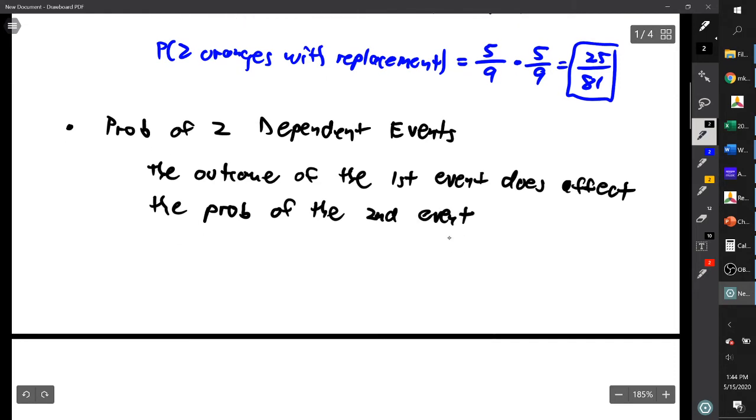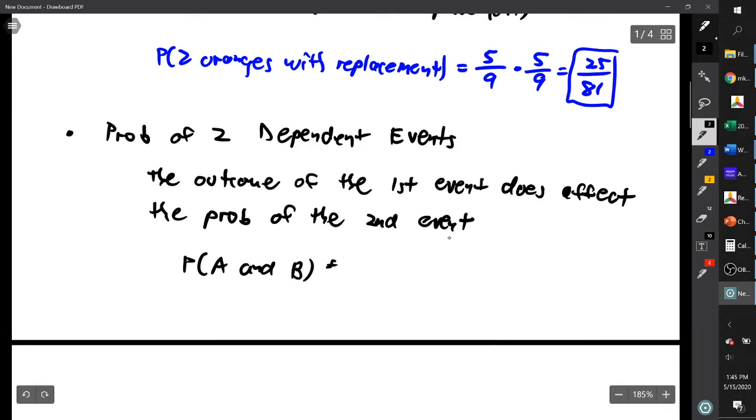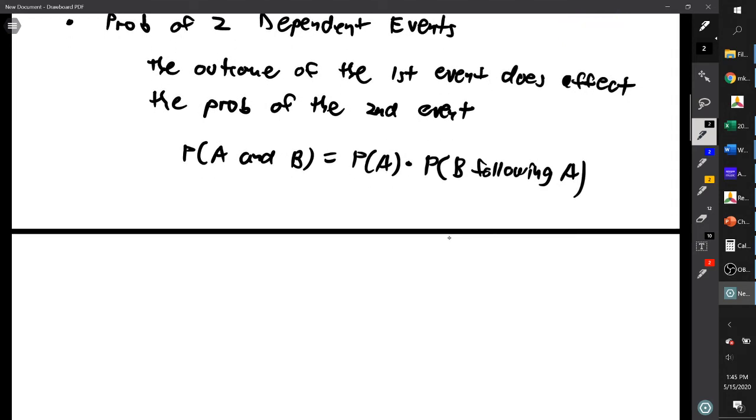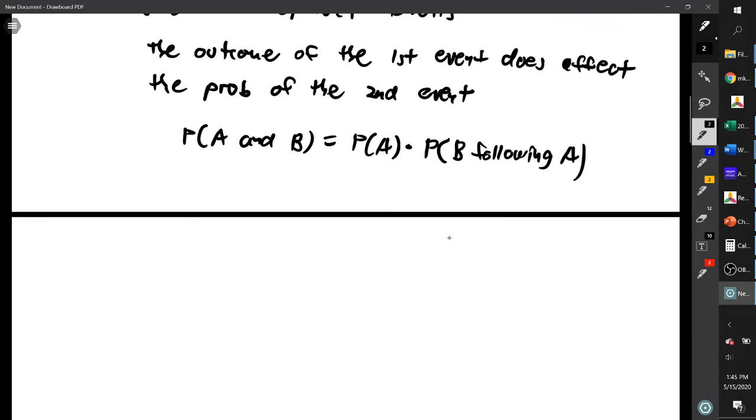And here's our formula. So P of A and B. So we're still finding the probability that both happen. But now what we have is we say it like this, P of A times P of B following A. That will make a lot more sense in just a moment, if that doesn't make sense yet. Let's do an example. Let's do number 27 from the textbook.